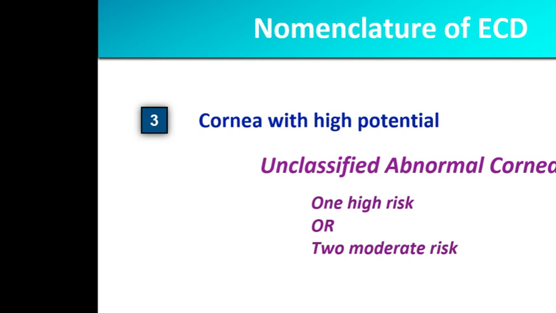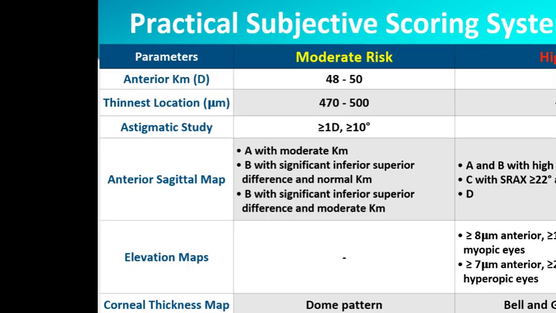Unclassified abnormal cornea is when this cornea has one high risk or two moderate risk factors from this table. Okay? This is a table which is scientifically based, and I'll show you the references from which I took these numbers. So it depends on anterior KM, thinnest location, astigmatic study, anterior sagittal map, elevation maps, corneal thickness map, thickness profiles, relative thickness map, and inter-eye asymmetry.